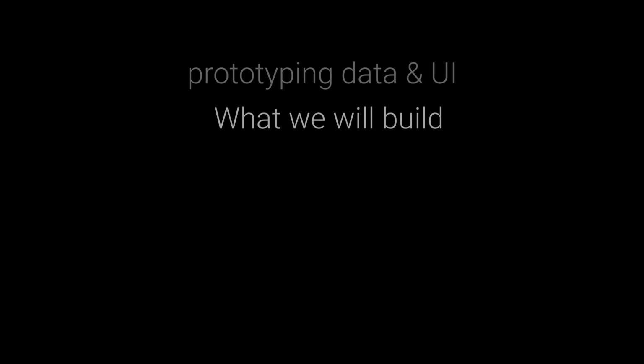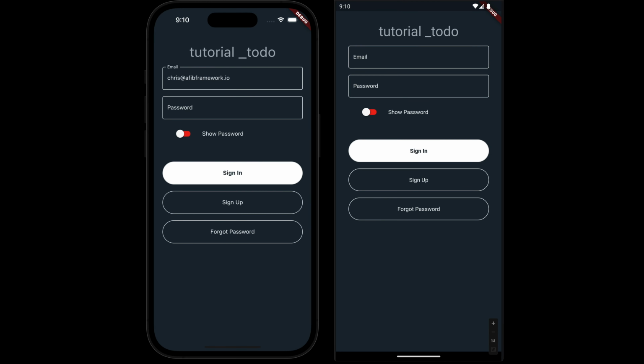Let's start by understanding what the app we are building will do in its final form. We will build a to-do list app with a Firebase backend. Firebase is a Google service that provides both authentication and a document database with real-time push functionality built in. Note that AFib does not require you to use Firebase, it's just convenient to use in this example.